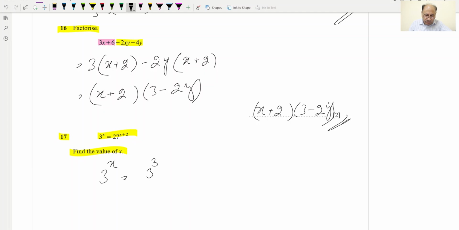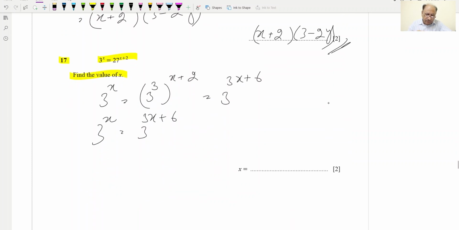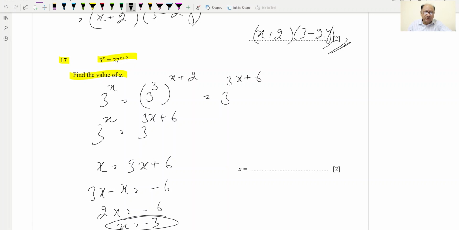We can write (3^3)^(x+2). Further, we can multiply these two powers and we can write 3^(3x+6). So now 3^x is equal to 3^(3x+6). Bases are same, so powers will be compared, and we can write x is equal to 3x plus 6. So 3x minus x will be equal to minus 6, so 2x is equal to minus 6, so x will be equal to minus 3, and this is basically our final answer for 2 marks.